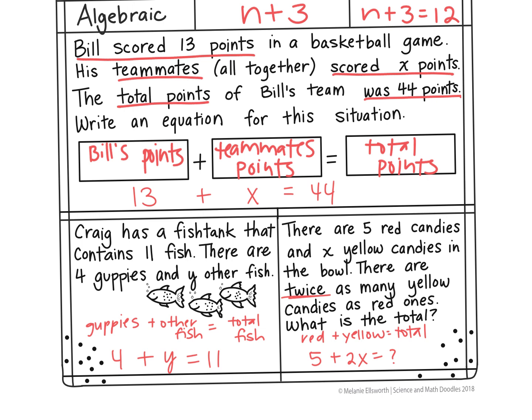But what would I do to actually solve this if I wanted to solve this? I would replace this x with 5 so that my equation would look like this. 5 plus 2 times 5. And then I see that 5 plus 10 would equal 15. Okay.